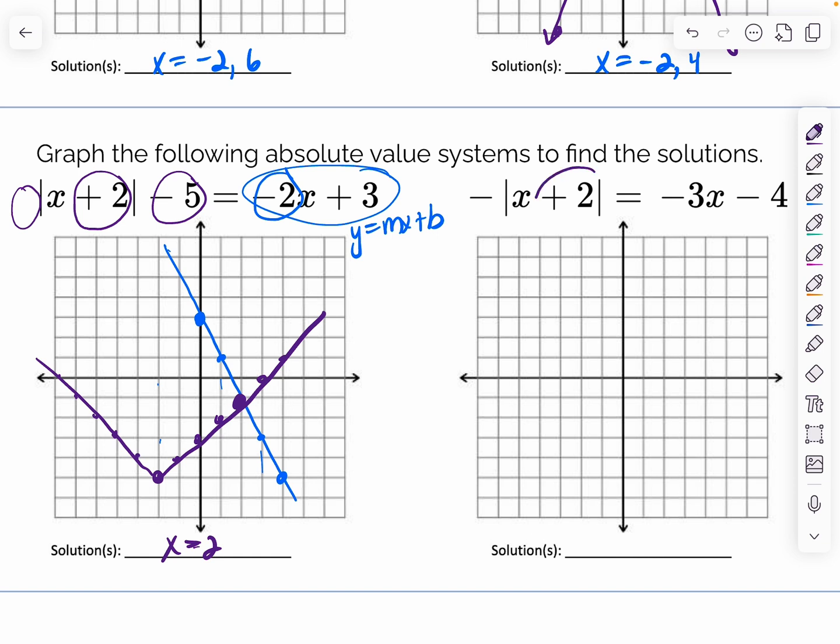All right, last one. We have a left shift of 2, no up and down, so our vertex is going to be at -2, 0. We do have our negative out in front, so it's going to be flipped. And there is no stretch or compression in front, so it's just down 1 over 1. And then same thing for the line on the other side like we did in the last problem.